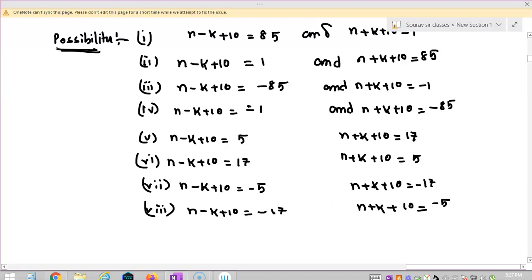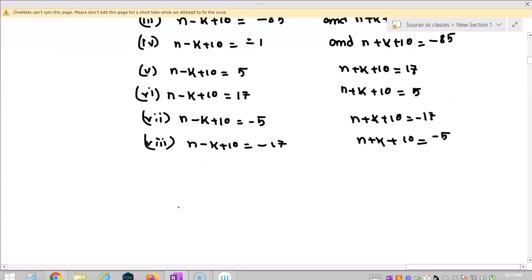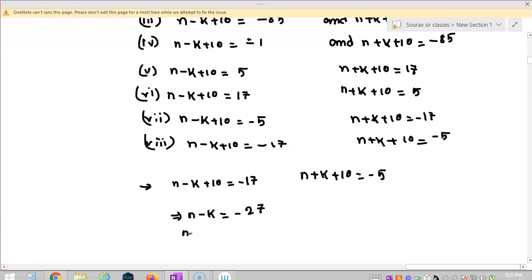So let's solve them one by one. I am starting with the 8th equation. n minus k plus 10 is equal to minus 17 and n plus k plus 10 is equal to minus 5. So it implies n minus k is equal to minus 27 and n plus k is equal to minus 15.